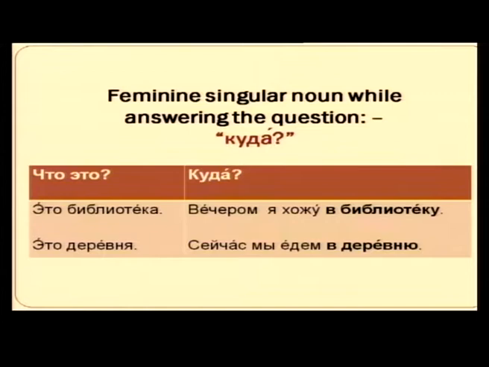And accordingly, what are the changes? Что это? Библиотека. And it has been changed into вечером я хожу в библиотеку. In the evening, I go to the library. Here we have used хожу, в библиотеку, in its own conjugated forms with the personal pronoun я. Вечером я хожу в библиотеку. Библиотека is changing into библиотеку.